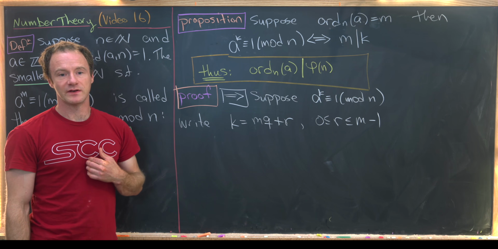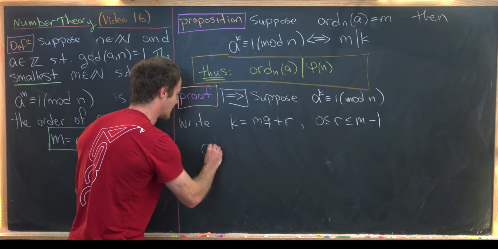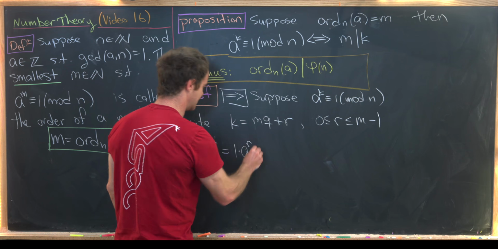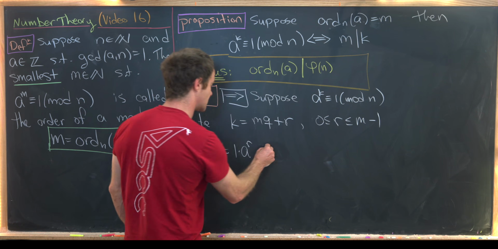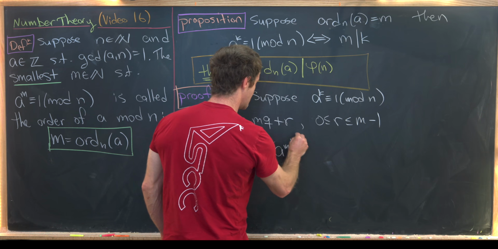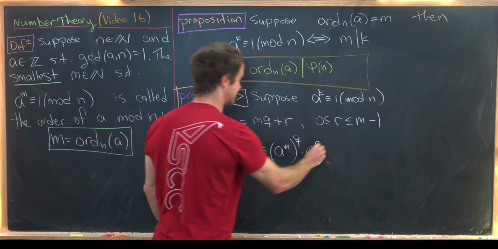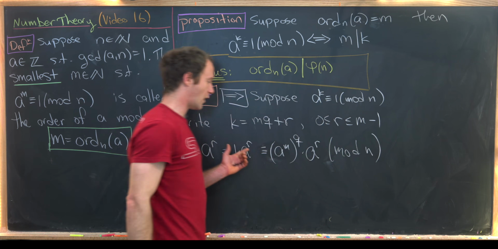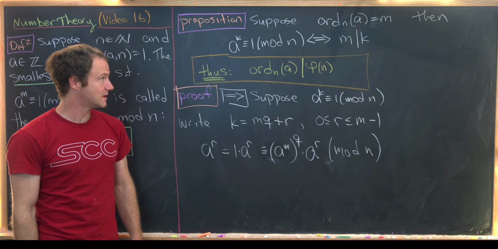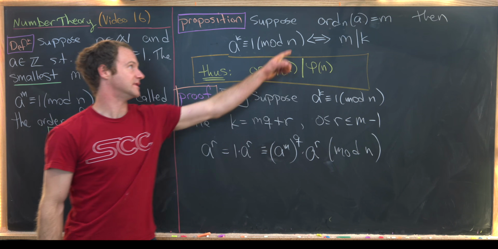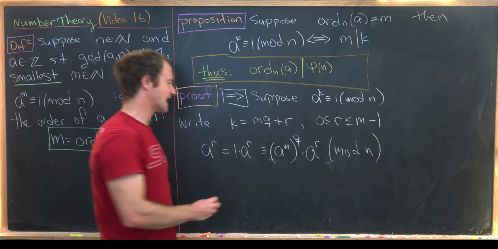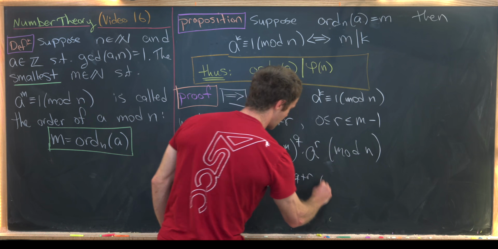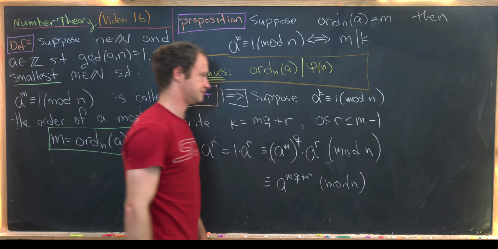Okay, so next what we want to do is notice that we can take a to the r power, and that's the same thing as 1 times a to the r power, which is congruent to a to the m, all to the q, times a to the r power. And this is occurring mod n. Why is that? That's because a to the m is congruent to 1 mod n, because m is the order. But now we can use exponent rules here and see that this is all equal to a to the mq plus r, occurring modulo n.